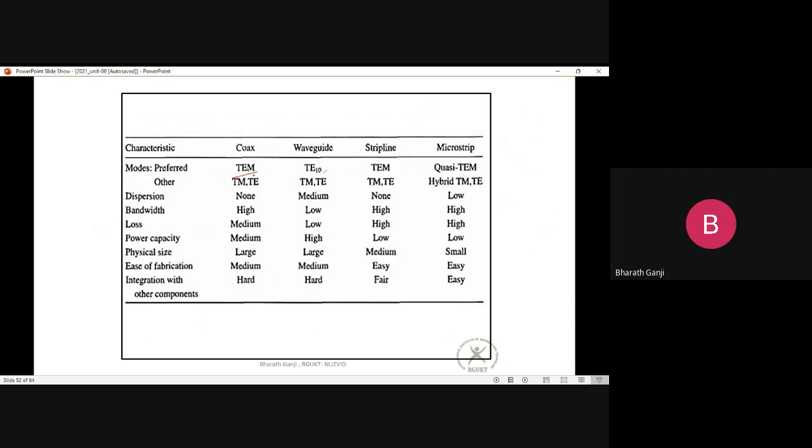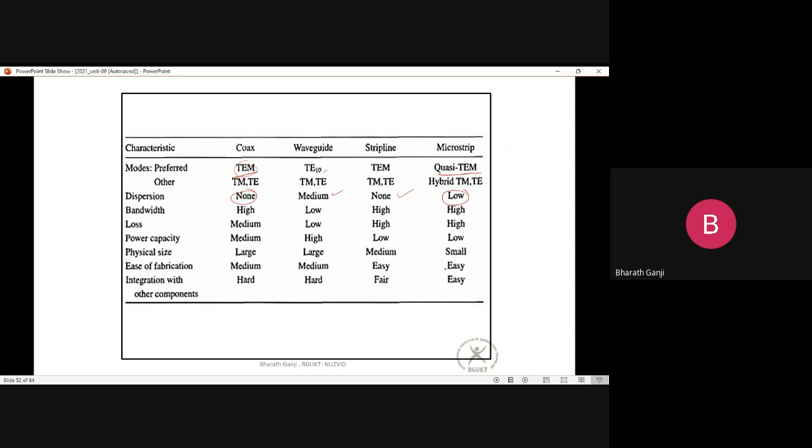And coming to the dispersion, coaxial cable has no dispersion because it's a TM wave. Waveguides will have dispersion, and strip line you don't have dispersion. In microstrip line you have a little bit of dispersion because of the quasi TM nature, right? With frequency the phase velocity changes a little bit, so that is why you have a little bit of dispersion in microstrip lines.